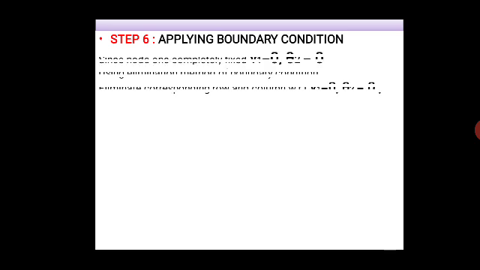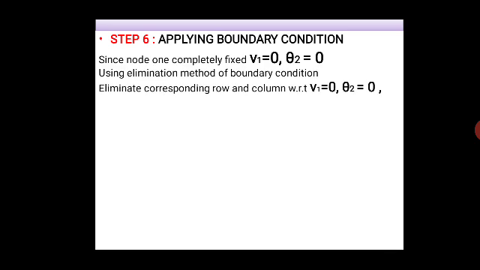Step 6, after considering the equilibrium condition, we need to apply the boundary condition. Since we can observe that node 1 is fixed, V1, the linear or vertical displacement, is 0, and along with that the angular displacement or the slope will also be 0 at node 1. Now by using the elimination method of boundary conditions, we need to eliminate the corresponding row and column with respect to V1 equal to 0 and theta 1 equal to 0.